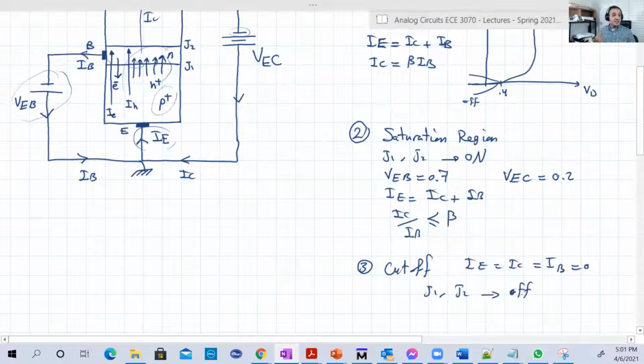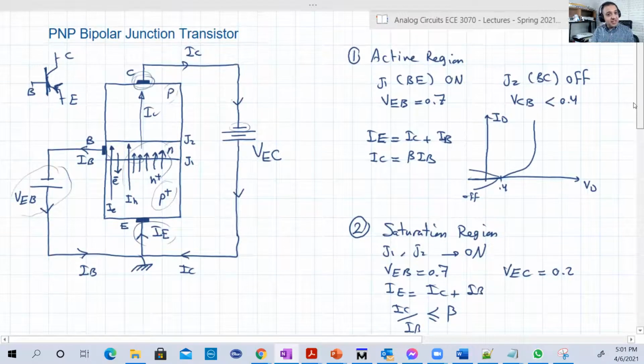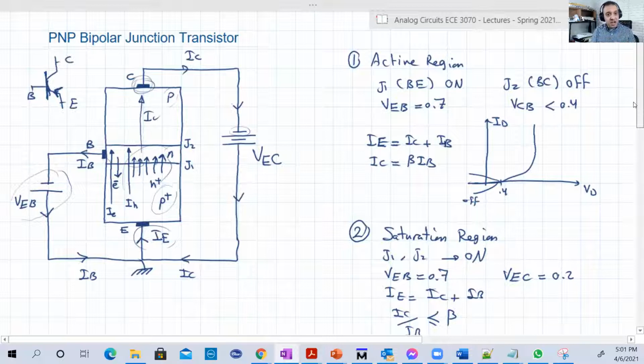Again, off means one of them, or even both, might be forward biased, but with a very small voltage, less than 0.7. That's why they will not turn on. They will have negligible currents. So it's basically the same as NPN, exactly the same, but we just flipped the directions of either the voltages or even the currents. Everything is flipped here.